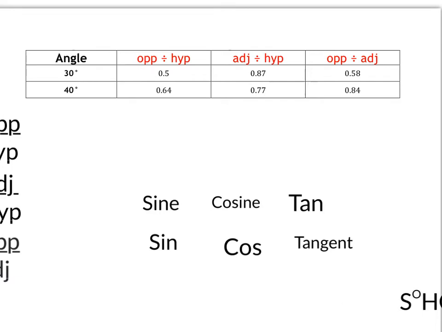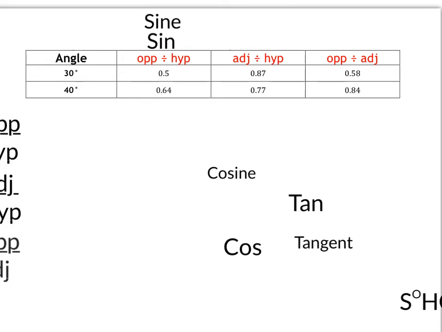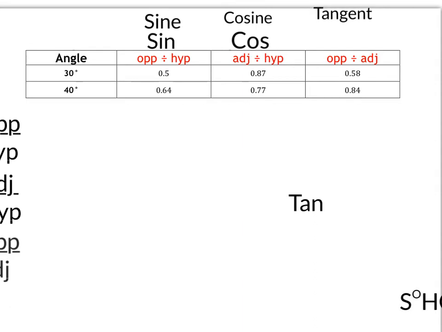Here is our table of ratios for 30 degrees and 40 degrees. Now, each of these ratios has a name. The first one, the opposite over the hypotenuse, is called the sine trigonometric ratio, and it's shortened to sin, but it's pronounced sine. The adjacent divided by the hypotenuse is called the cosine, and that is shortened to cos. And finally, the opposite divided by the adjacent is called the tangent, and that's shortened to tan.